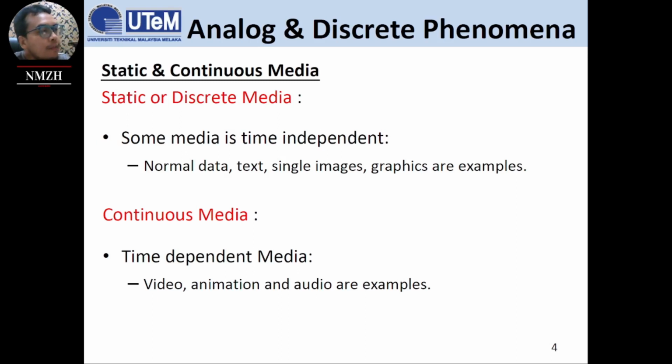Okay. Speaking of static and continuous media data. So some of the media that we discussed so far, we have 5 media elements, right? I think you guys remember things related to the 5. Two of them that we discuss in this particular topic will be sound and images. Okay.